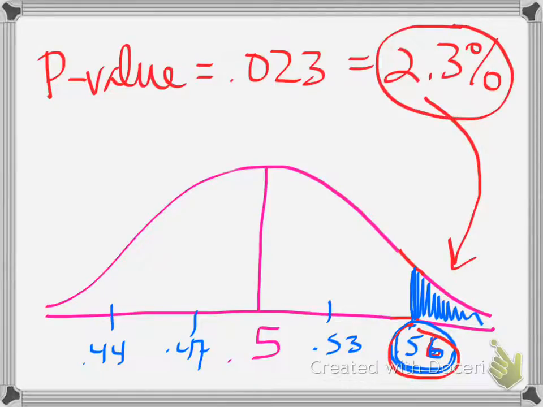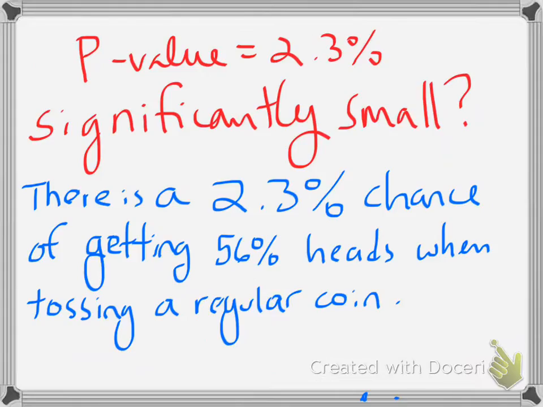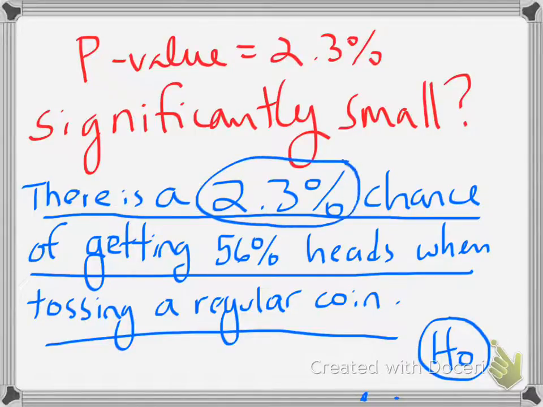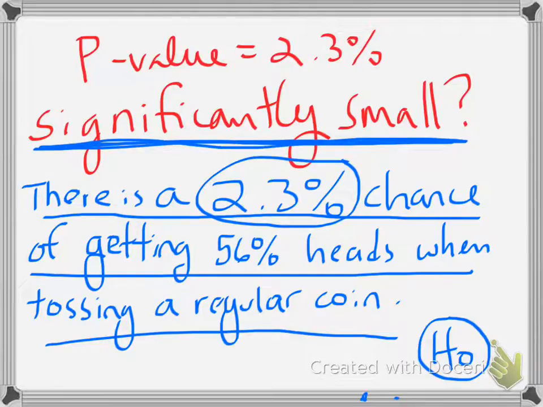Now, is that significantly small? My results show me that there is a 2.3% chance of getting 56% heads when tossing a regular coin. Because remember, I'm using that H0, my null hypothesis. I'm assuming the coin has a 50% chance of getting heads. Now, this seems kind of small, like it's almost amazing that it happened. So I want to know, is it so amazing that it happened? Is it so significantly small that it couldn't have happened and perhaps it's actually not a fair coin?